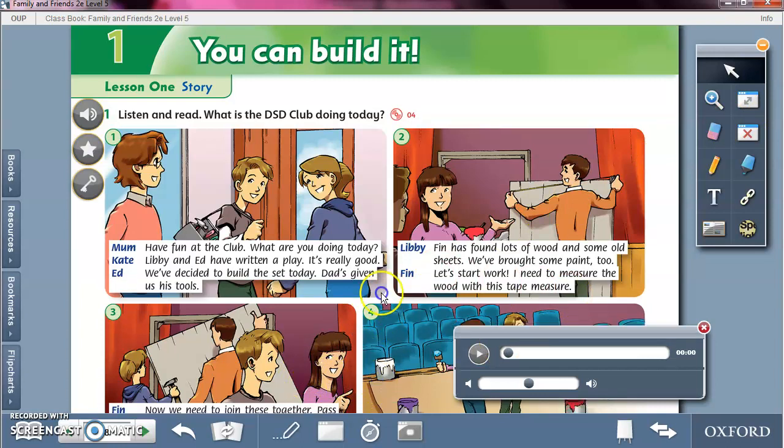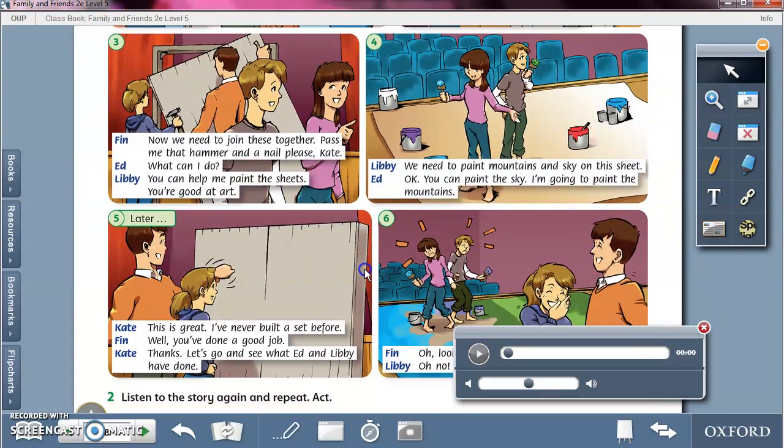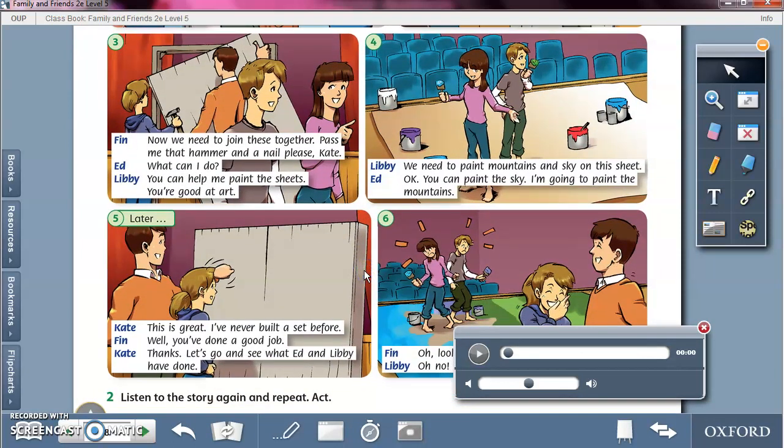Now we will move to picture number 3 and we will listen to the conversation between Finn, Ed, and Libby. Listen, please.